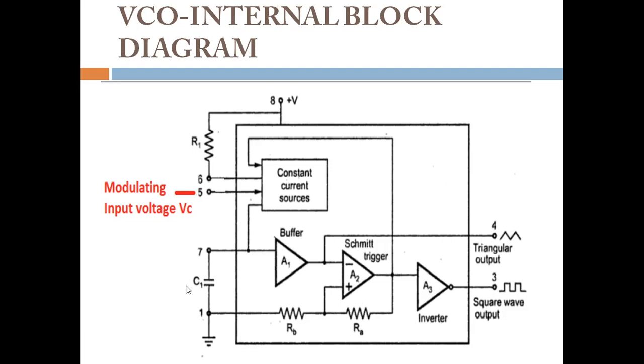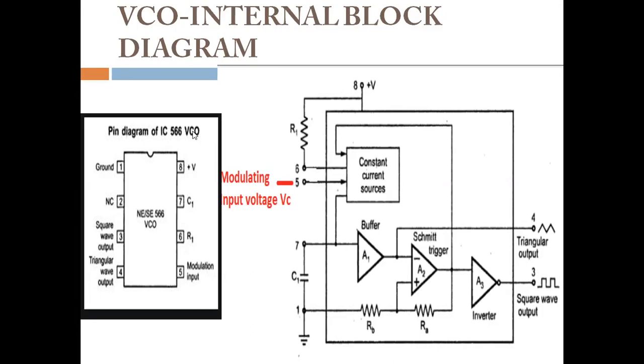The voltage controlled oscillator is a circuit whose output frequency is controlled by the input DC voltage. So it is possible to change the oscillating frequency by changing the control voltage.